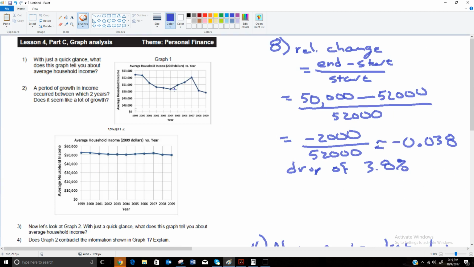But that makes sense because before we went from here to here, and then we started here again and we went down, and it came down lower than it had been before, even in 2004. So it dropped 3.8% in that 1 year. So that was the most significant decrease that they had during that time period.